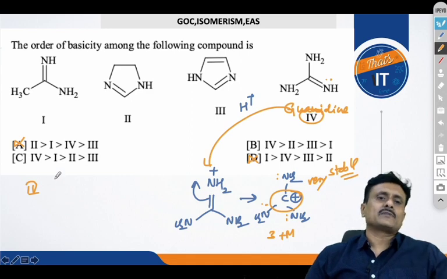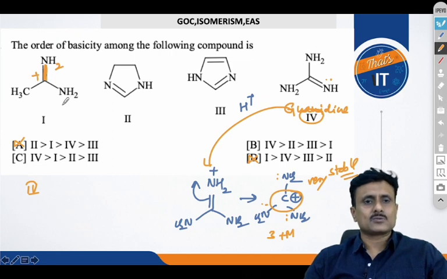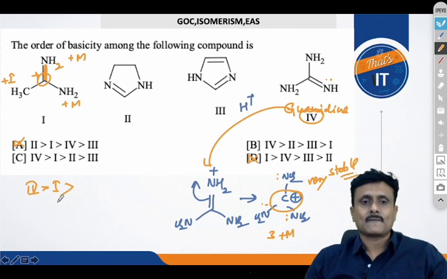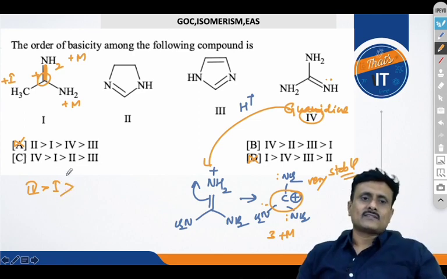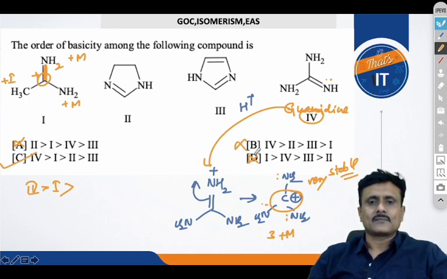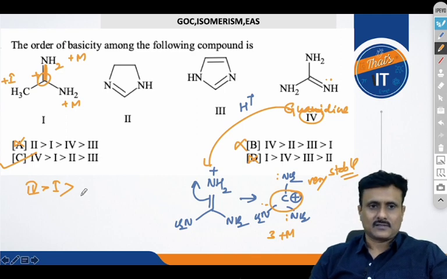Then comes the next one. You can see the next one is this, because here also when you are writing the conjugate acid, it is stabilized by 2 +M effects and inductive effect as well. So next comes compound 1 based on the stability of the conjugate acid. You can see anyways you got the answer, isn't it? 4 greater than 1 is this option, and then 2 and then 3.